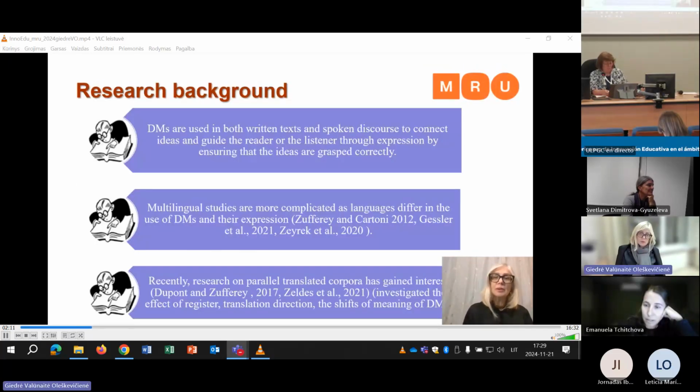Research background: discourse markers are used in both written and spoken discourse, to connect ideas, to guide the reader or the listener through expression by ensuring that the ideas are grasped correctly. Multilingual studies are more complicated as languages differ in the use of discourse markers and their expressions. And recently, research on parallel translated corpora has gained international research interest, especially investigating the effect of register, translation direction, and the shifts of meaning.